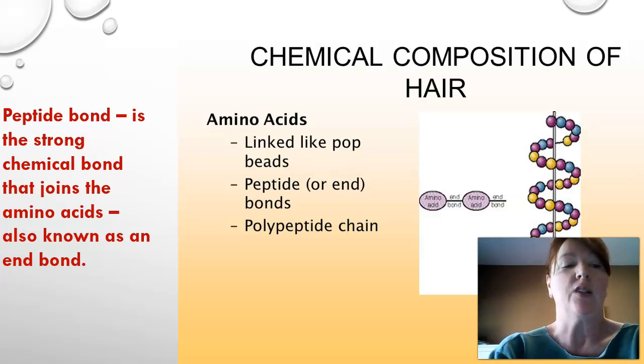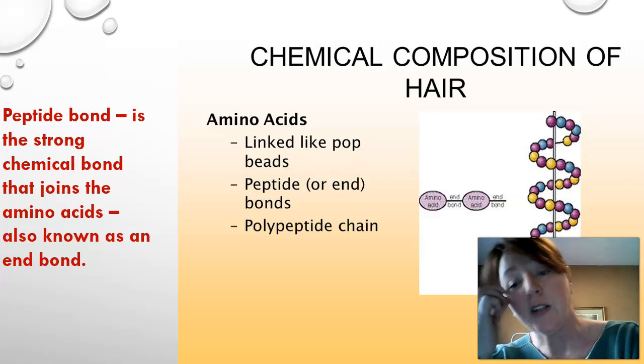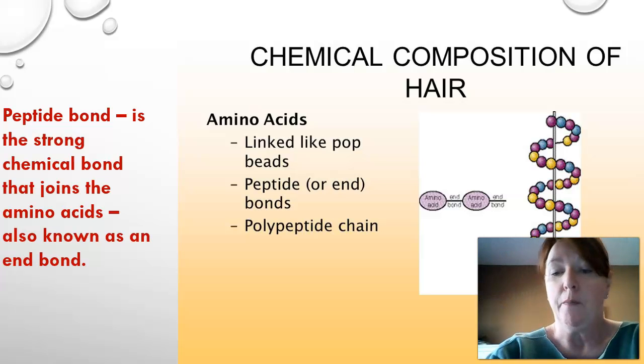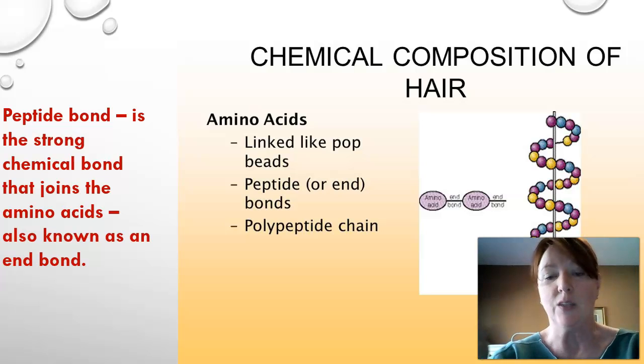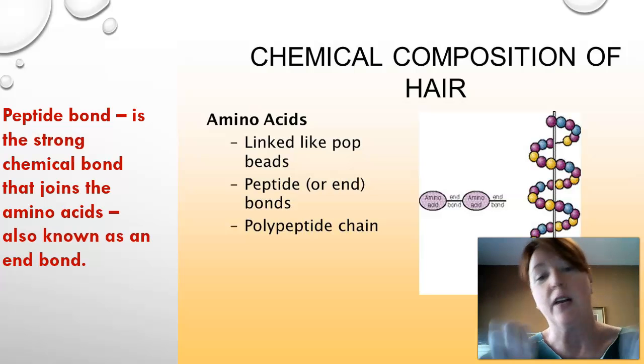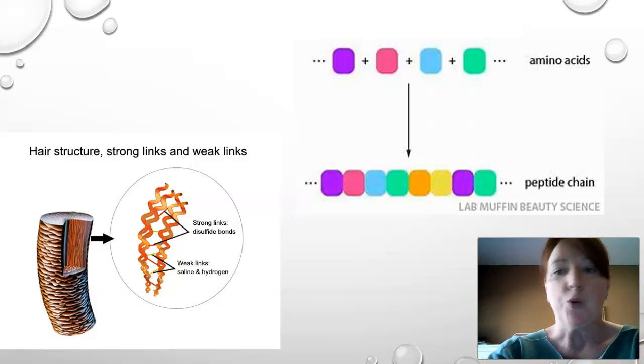A peptide bond is the strong chemical bond that joins the amino acids, also known as the end bond. Amino acids are like pop beads, and peptide or end bonds join them into a polypeptide chain. Again, here's a fairly good visual of the amino acids, which are like the little beads, and then the end bonds are what connect them together. Here's another couple of visuals.